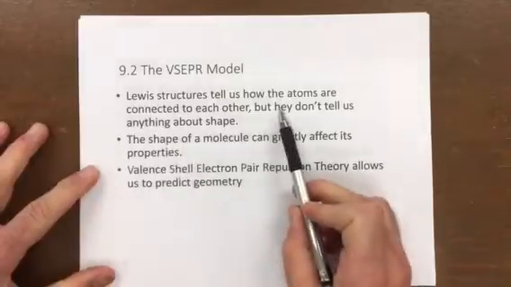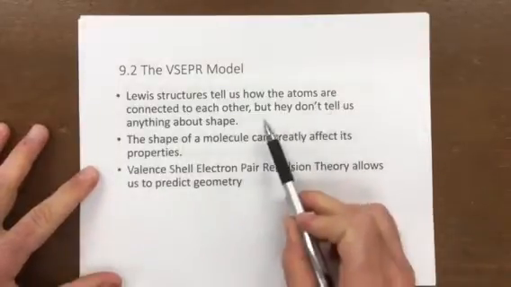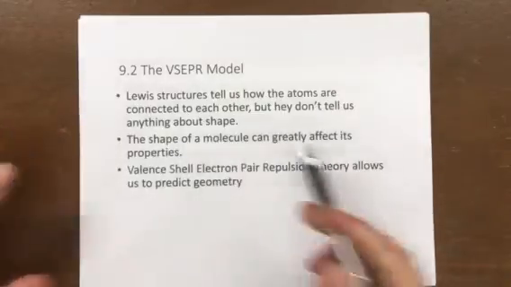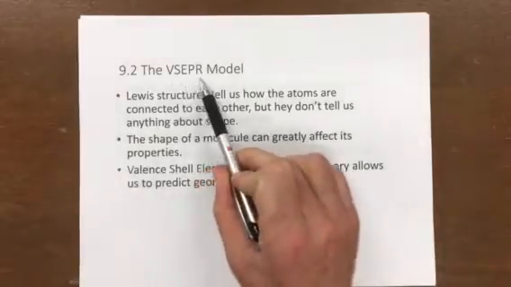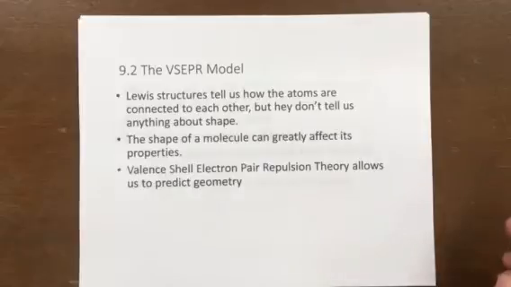This video 9.2 is about the valence shell electron pair repulsion model, or VSEPR theory. Lewis dot structures tell how atoms are connected to each other, but they don't tell us anything about the shape. And the shape of a molecule can be pretty important. So we use VSEPR theory in order to determine what three-dimensional shape a simple molecule is going to take.